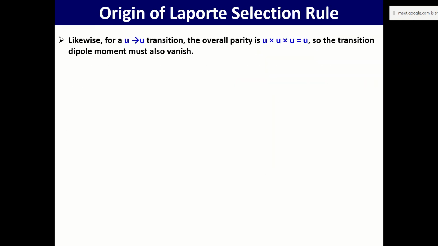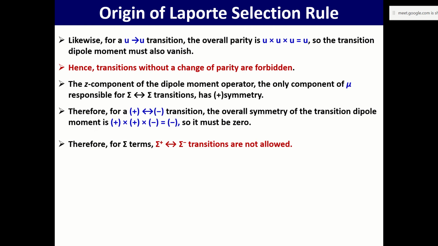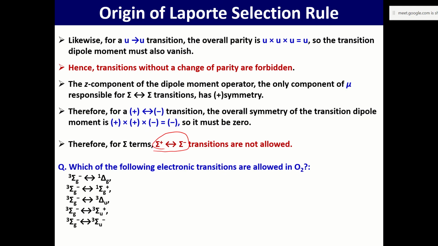Then we considered the transitions involving sigma plus to sigma minus, and we again find that the function becomes odd, because the z component behaves as an even function here, and so these transitions are not allowed. Amongst the transitions given below, only the last one is allowed. The rest are not allowed.